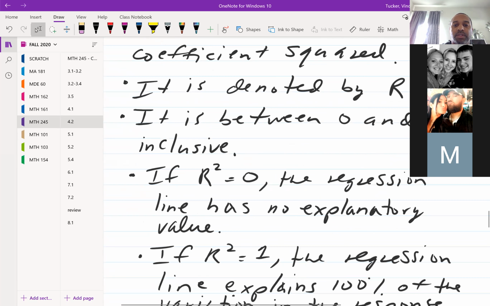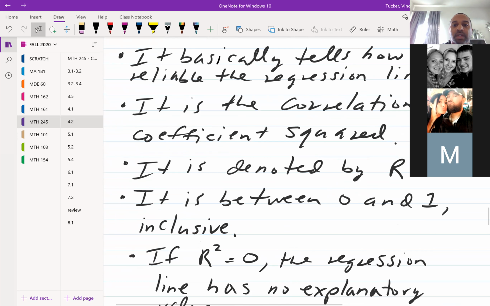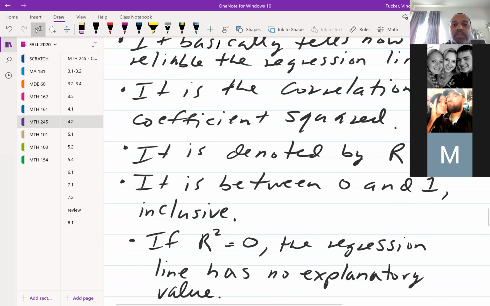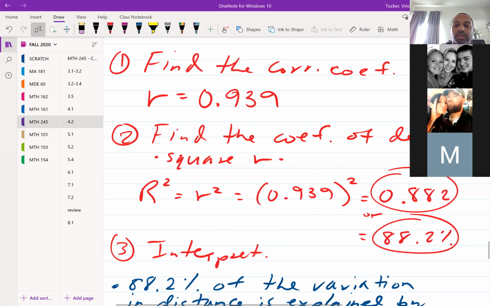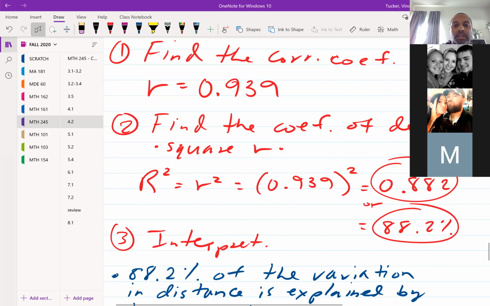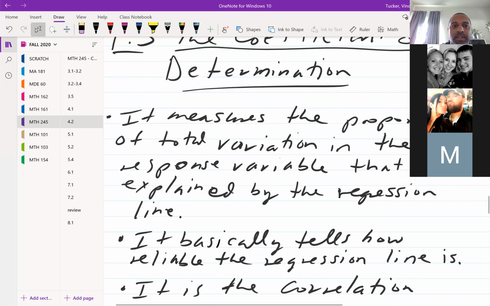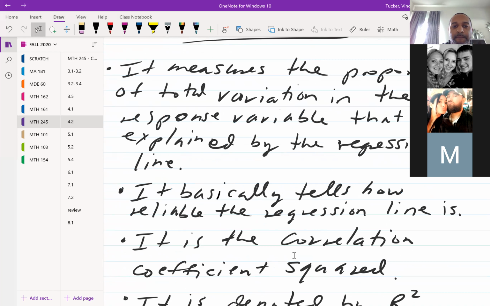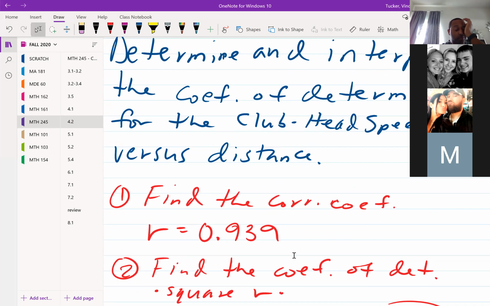Between 0 and 1. No explanatory variable value. Vertical line explains 100% of the response. Okay, this right here. Where did I stop? You stopped at coefficient squared. Coefficient squared. Okay, so that's enough for what you need. And here, I want to make sure we know what it means. So let's look at this example.